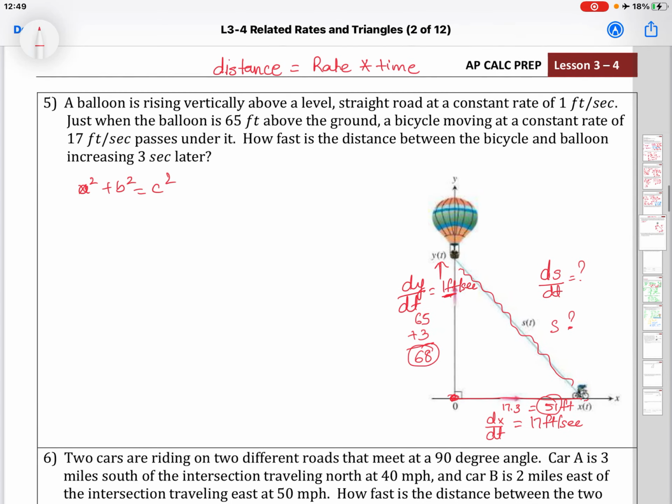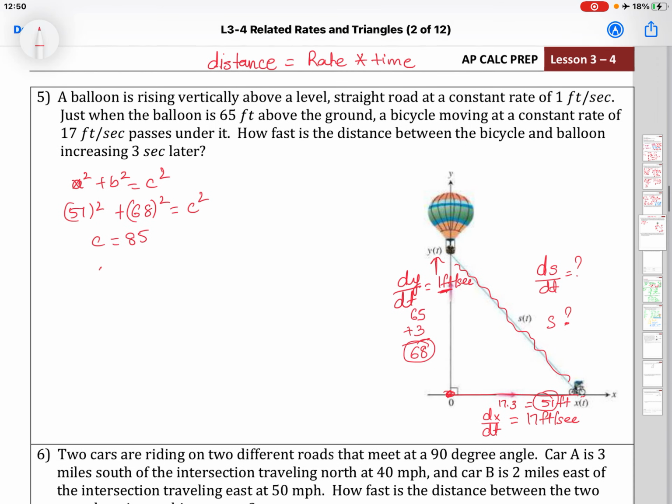So I'm going to use my Pythagorean theorem, which is a squared plus b squared equals c squared. Here my a is 51 squared plus b is 68 squared, right? And c squared. So you can put that in the calculator. Your hypotenuse is always across from 90. We should all know that. And it would be 85. Okay, so now you want to find the rate of change, or how fast the distance between the two is changing, the balloon and the bicycle.